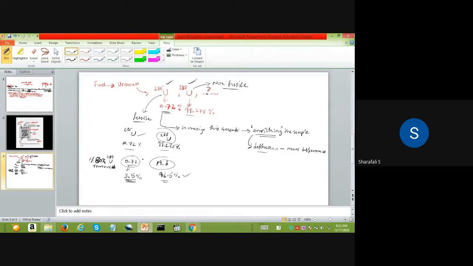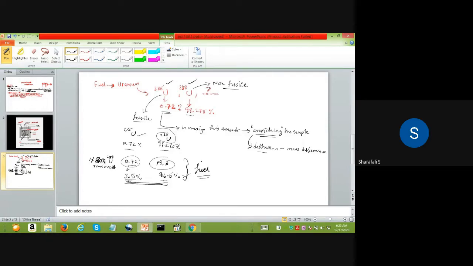So this is your fuel. This combination, that 3.5% of uranium-235 and 96.5% of uranium-238, is your fuel. This is the fuel of your nuclear fission reactor. So these are the uranium, which are the fuel for your nuclear reactor.